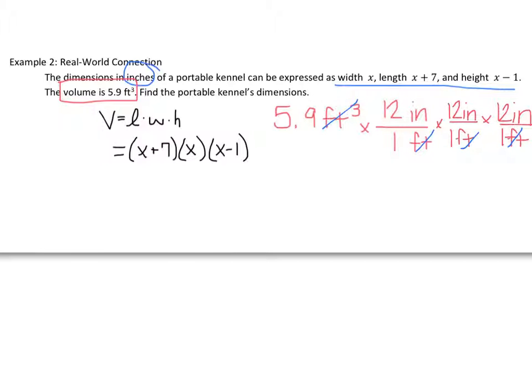So somebody put that in your calculator. What's 5.9 times 12 times 12 times 12? I think it's a pretty big number. 10,195.2, and that'll be inches cubed. All right, so that is what we can write over here instead of volume.